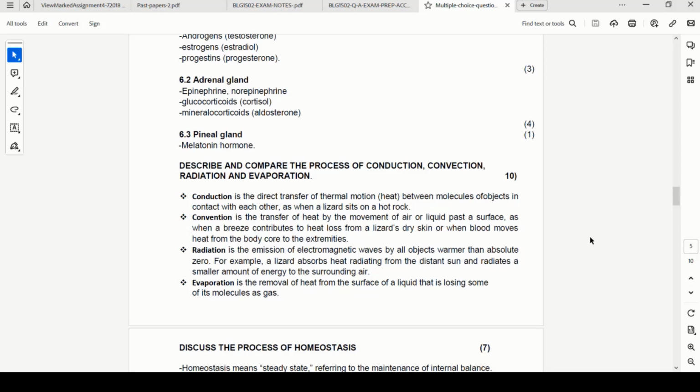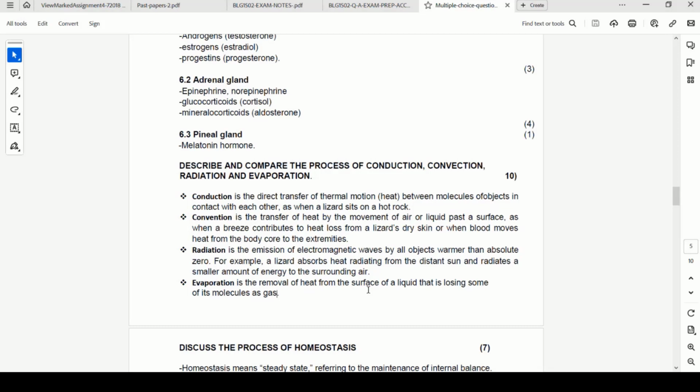So like that's the trick. Which one of the following is not part of them? Of the conduction or convection or radiation, or match the following terms for the conduction, convection, radiation, and evaporation. And you will think that for evaporation, I got it. What is the evaporation? The evaporation is the removal of heat from the surface of a liquid that is losing some of its molecules as gas.